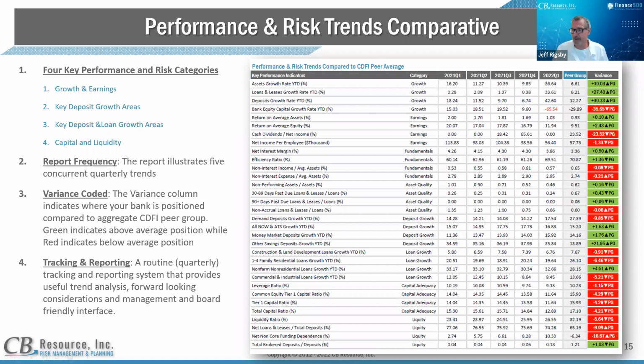But what's really nice is you can just let your eye run down the list, whether you're looking at asset or loan or deposit growth, if you're looking at equity levels, ROA and ROE, cash dividends, net income per employee. Those are your growth and earnings categories. Then it rolls into fundamentals, which includes net interest margin, efficiency ratio, non-interest income, non-interest expense, asset quality, NPAs, 30 to 89 days past due, 90 plus, non-accruals, deposit mix, right? Demand deposit growth, all NOW accounts growth, other savings, moving into loans.